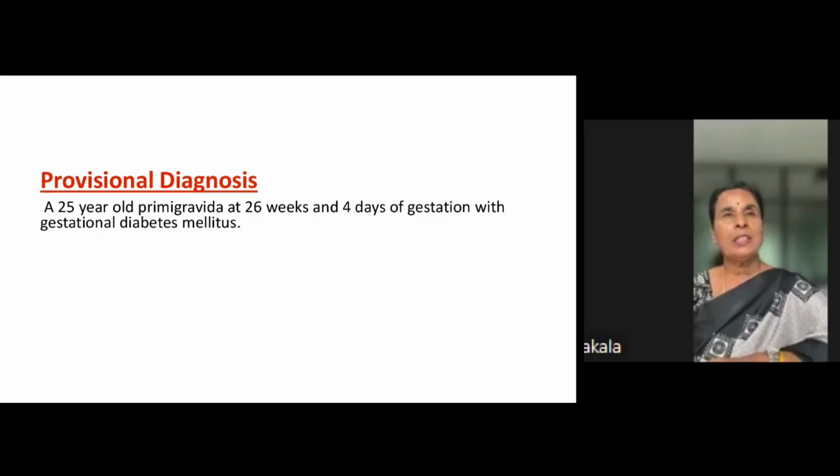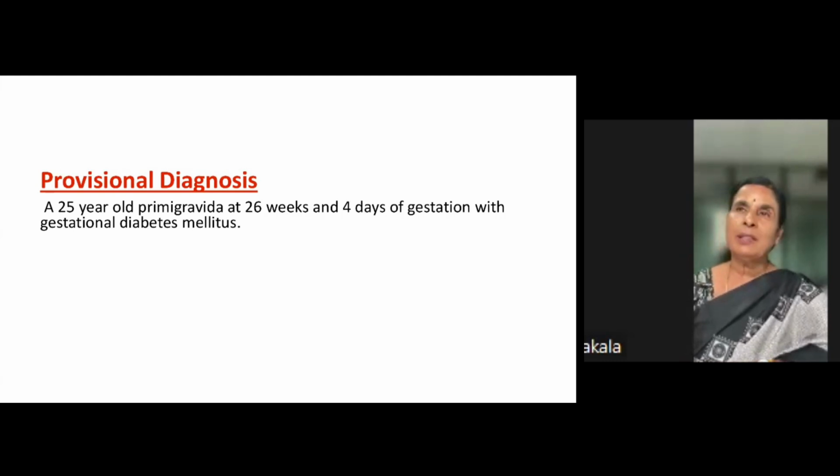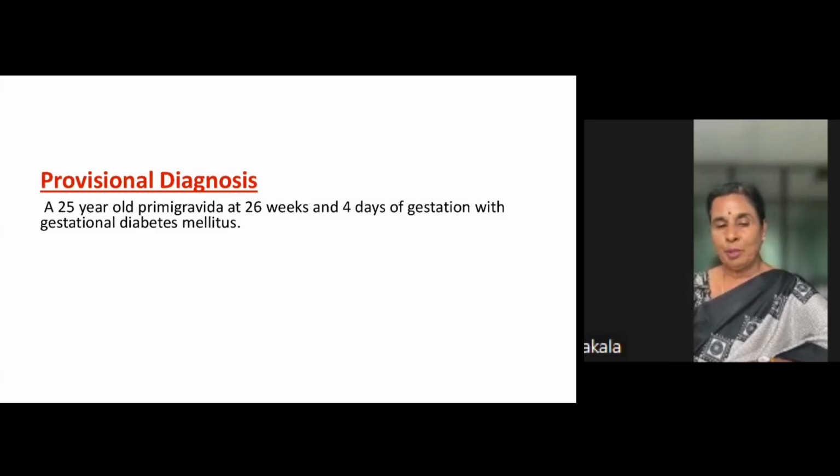What about the post-delivery management? Ma'am, post delivery, we monitor her glucose levels after 6 weeks, ma'am. No. Immediately after delivery, the patient has to be monitored with GRBS second hourly or fourth hourly, accordingly by the sliding scale method. Look for all signs of hypoglycemia.